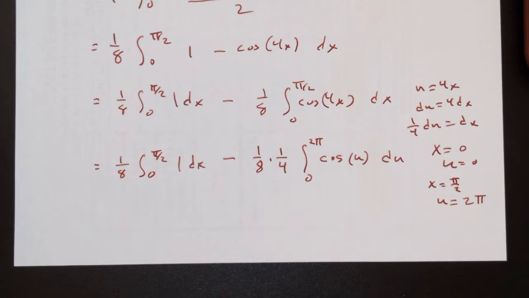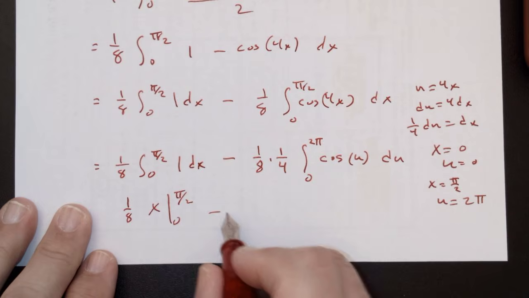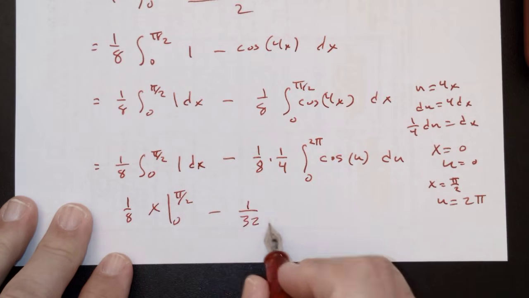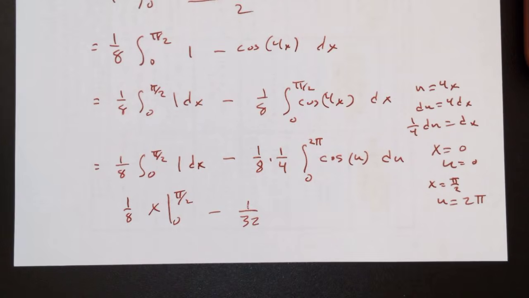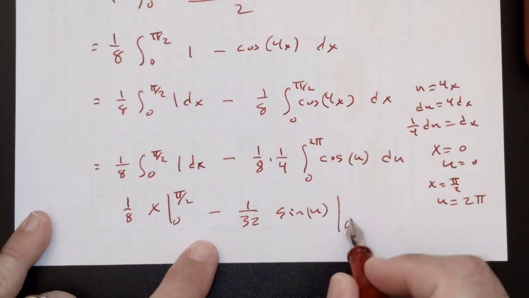The antiderivative of 1. That should not silence the room, people. You should all know that one. The antiderivative of 1 is just an x. Yep, 1/8 x from 0 to pi over 2, minus 1 over 32. What is the antiderivative of cosine? Sine of u from 0 to 2 pi.